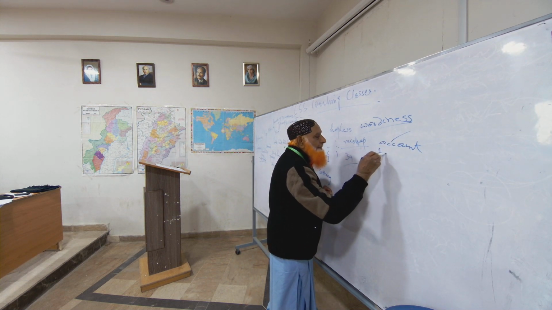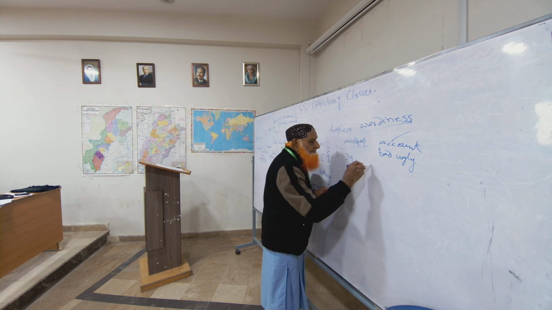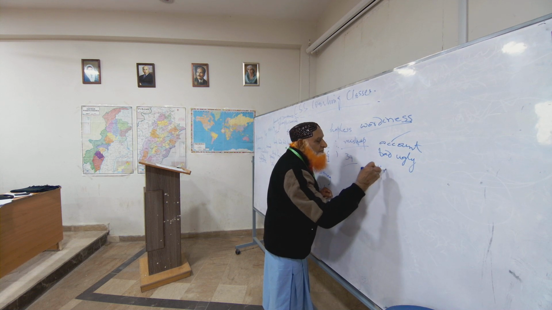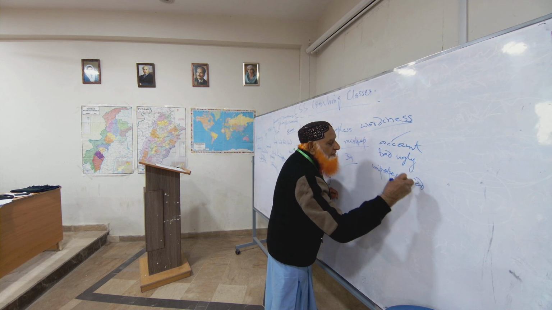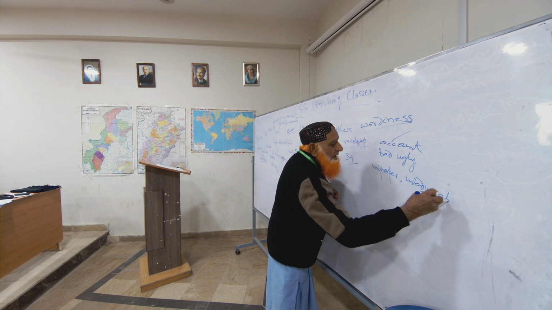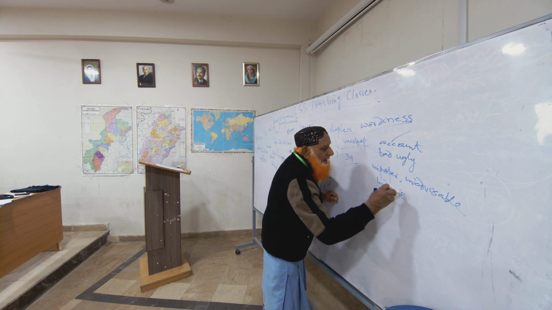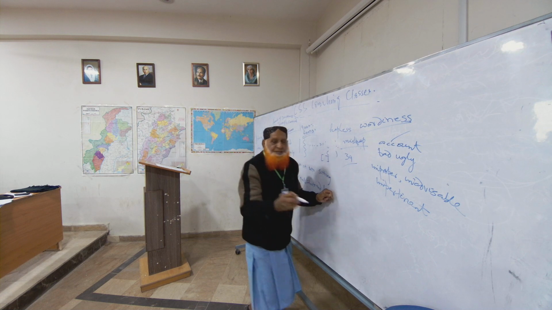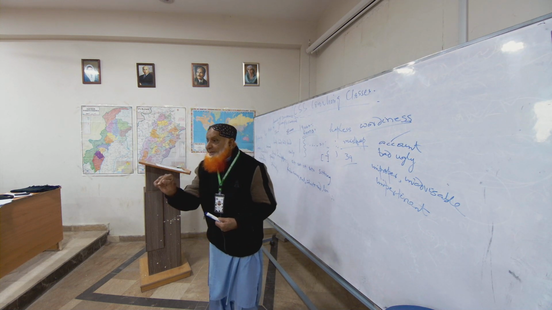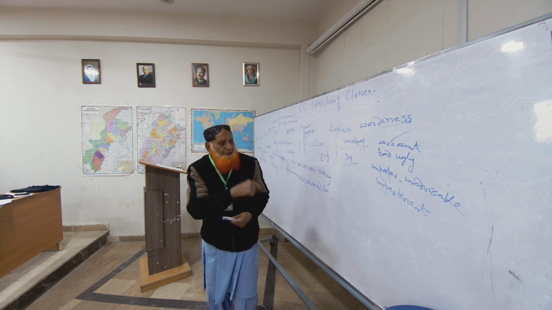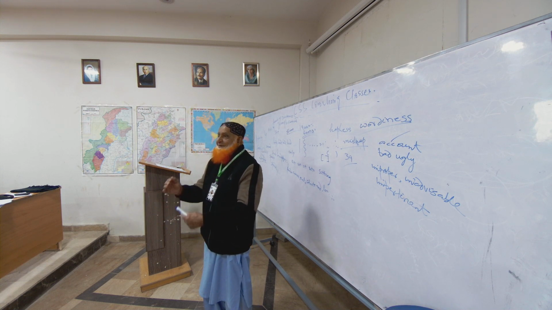For example, bad, ugly, improper, inadvisable, impertinent. Almost they have similar meaning, but you are supposed to use them properly. Where should come ugly, where should come improper, where should come inadvisable, and where should come bad or impertinent. You have to mind them.